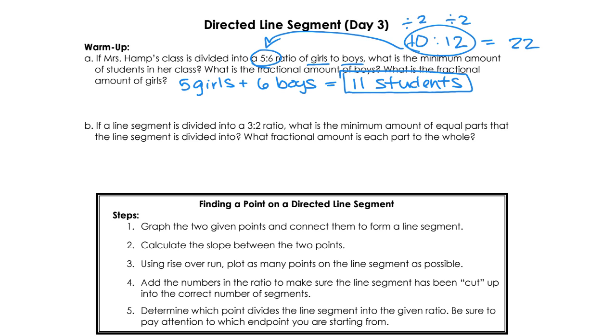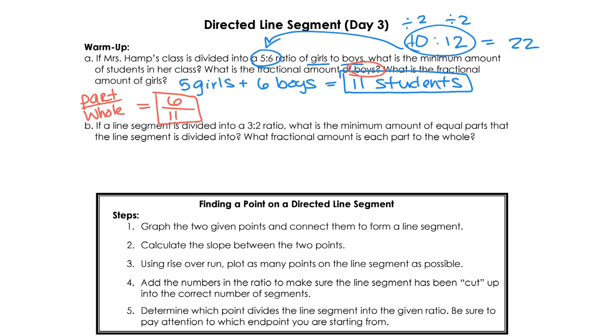They also want to know what's the fractional amount of boys. And so we have to remember fractions are a part out of a whole. So a lot of people want to turn a ratio of 5-to-6 into a fraction of 5 out of 6, but the 6 doesn't represent the whole. So because they want to know the fractional amount of boys, remember that boys is 6, and so that would be 6 out of the whole, which would be 11.